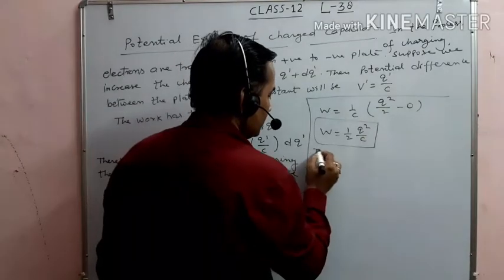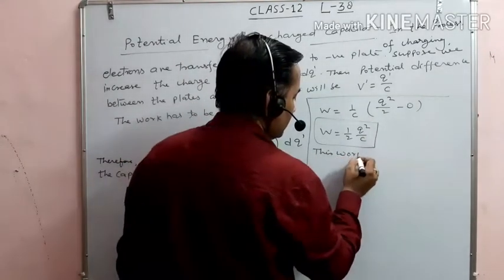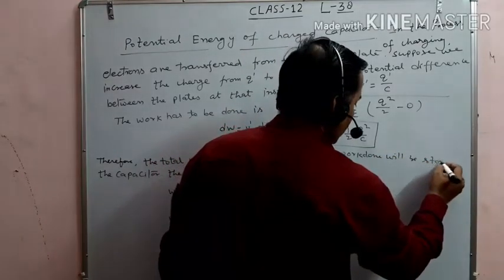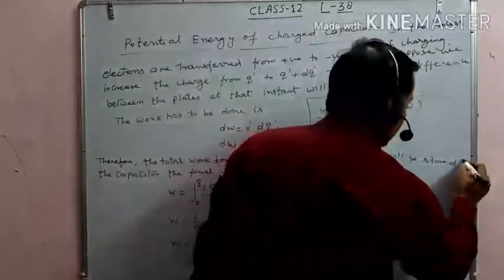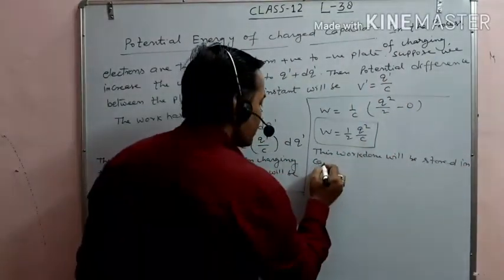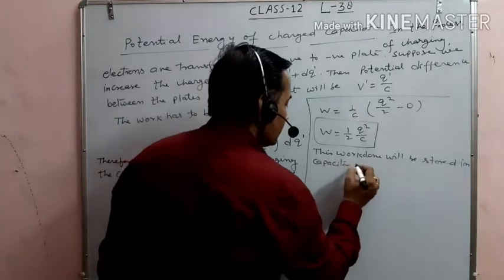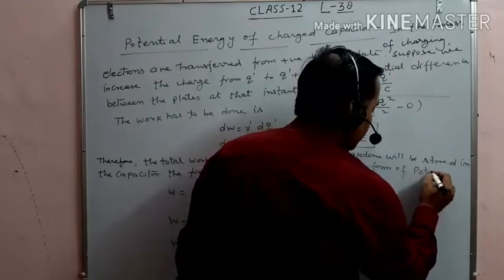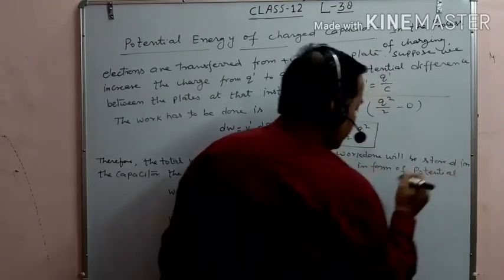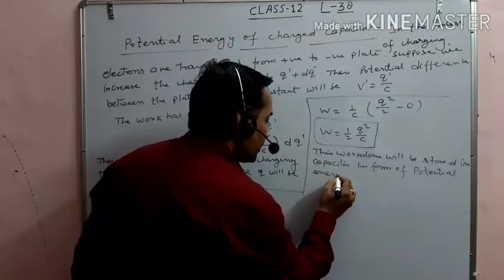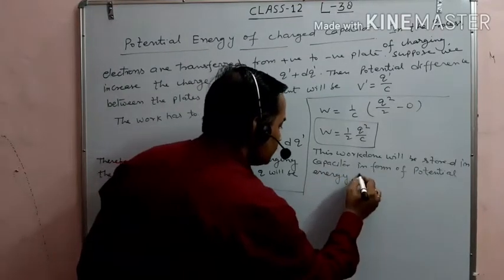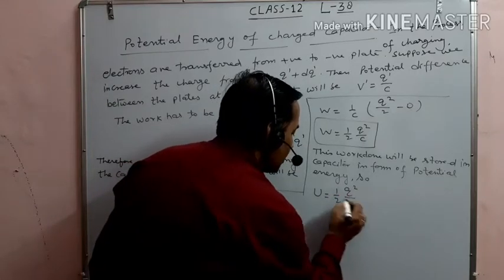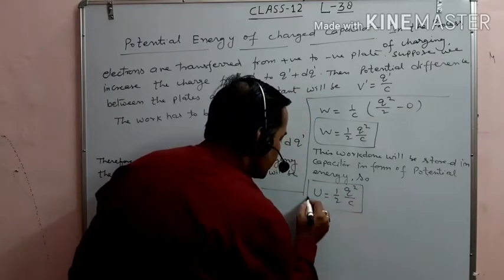This work done will be stored in the capacitor in the form of potential energy. So U becomes half Q square upon C. This is the first shape.